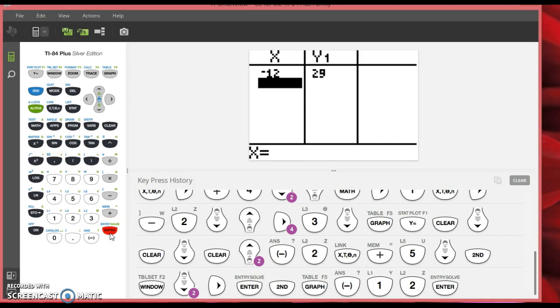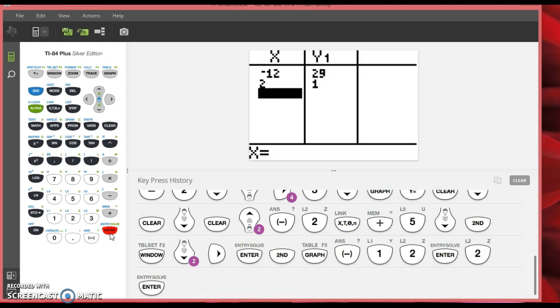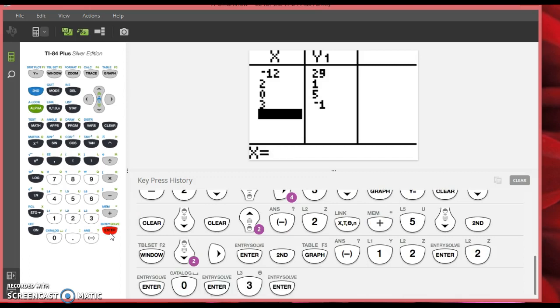Bam! When you plug in negative 12 into that function, negative 2x plus 5, you get 29. What's our next? 2, enter, bam. 0, enter, bam. 3, enter, bam. 8, enter, bam. Here's your domain, which they gave us, and there's your range.